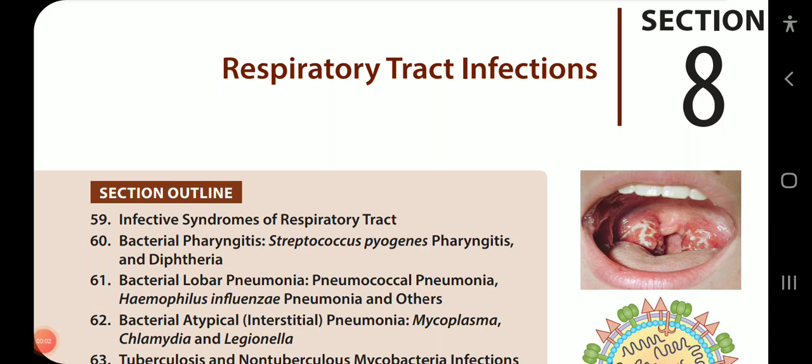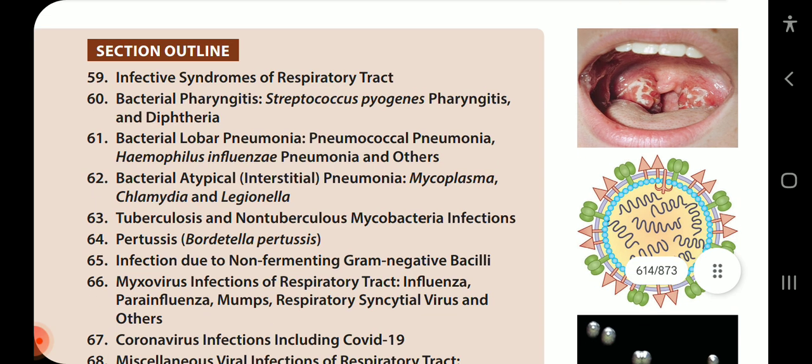We'll be starting with Section 8 of Apurba Sastry's Essentials of Microbiology, which is about respiratory tract infections. In this section, we'll be discussing the chapters Infective Syndromes of Respiratory Tract, Bacterial Pharyngitis due to Streptococcus pyogenes, Pharyngitis and Diphtheria, bacterial lobar pneumonia due to pneumococcal pneumonia, Haemophilus influenzae pneumonia, and others. Bacterial atypical interstitial pneumonia, in which we'll be discussing Mycoplasma, Chlamydia, and Legionella.